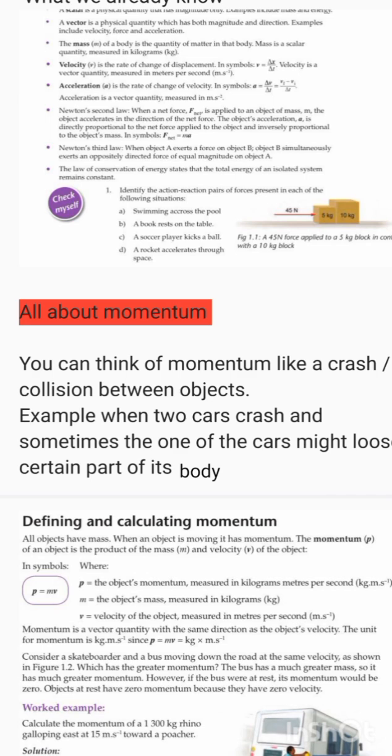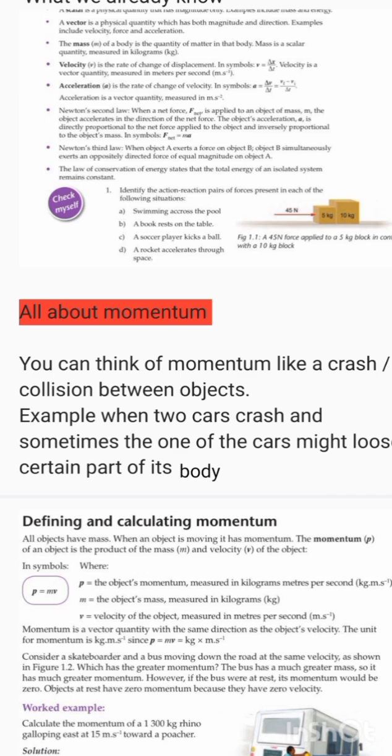And then another one is acceleration. Acceleration is the rate of change in velocity. In symbols, you can say that acceleration is equal to the change in velocity over the change in time, or you can say the final velocity minus the initial velocity divided by the time. Acceleration is a vector quantity measured in meters per second squared. It means acceleration must have a direction, not magnitude only. You must say something is 2 meters per second squared to the right, something like that.